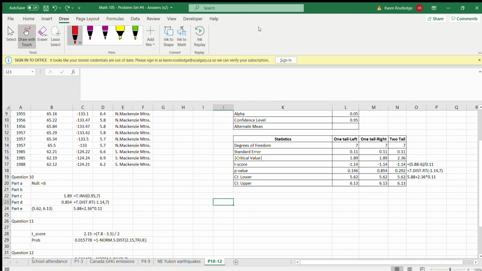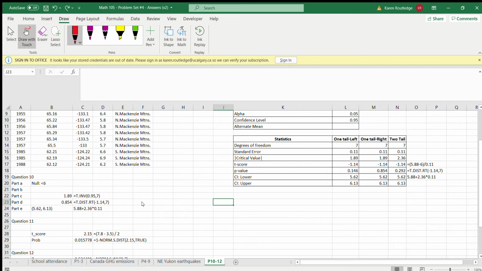Set number 4, question number 10. We are asked to perform a hypothesis test based on the idea that the long-term average, the true mean, the population mean, whatever you want to say, is greater than or equal to magnitude 6. The first thing we need to do here is identify a null hypothesis.